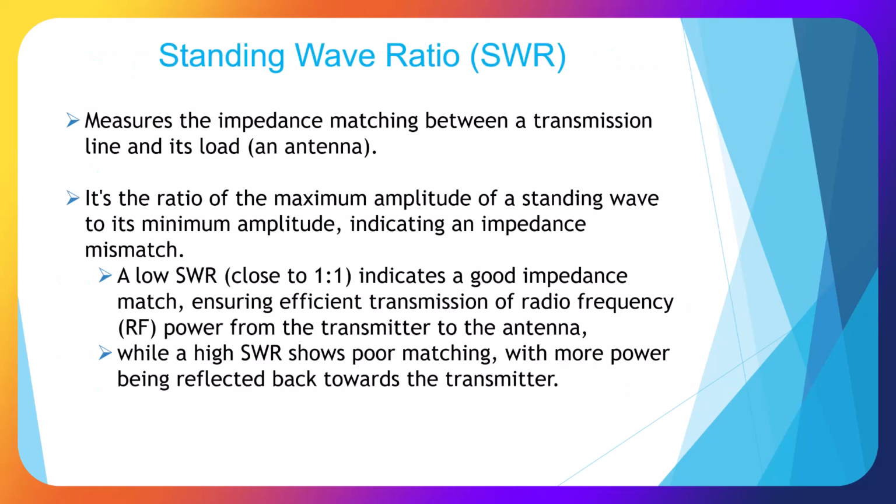Standing wave ratio, or SWR, is a measurement of the impedance matching between the transmission line and its load, and the ratio of the maximum amplitude of the standing wave to its minimum amplitude, indicating an impedance mismatch. So we want a low SWR, about 1 to 1, and that indicates a good impedance match, which means we have a good power transfer. And a high SWR shows poor matching, with more power being reflected back towards the transmitter.